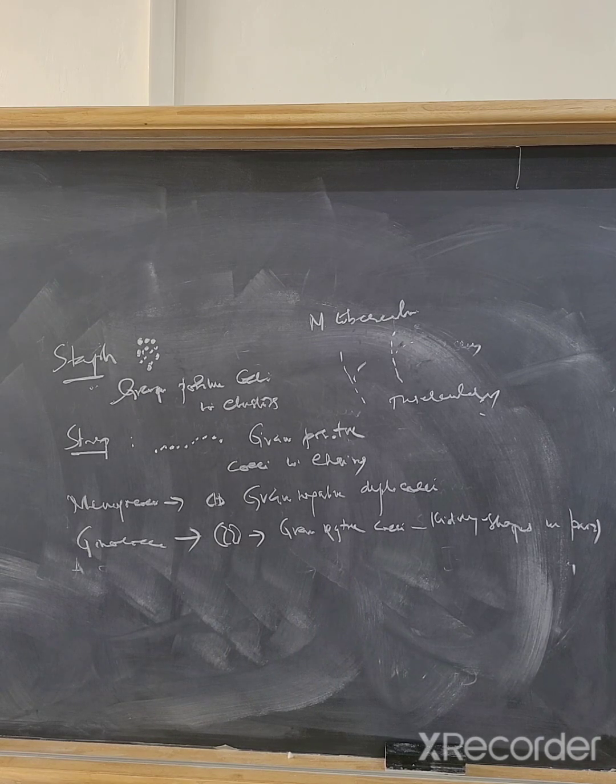Exercise. Joint pain. Arthritis. Joint pain is medically termed as arthritis. Lymphadenopathy. Lymph nodes get enlarged.